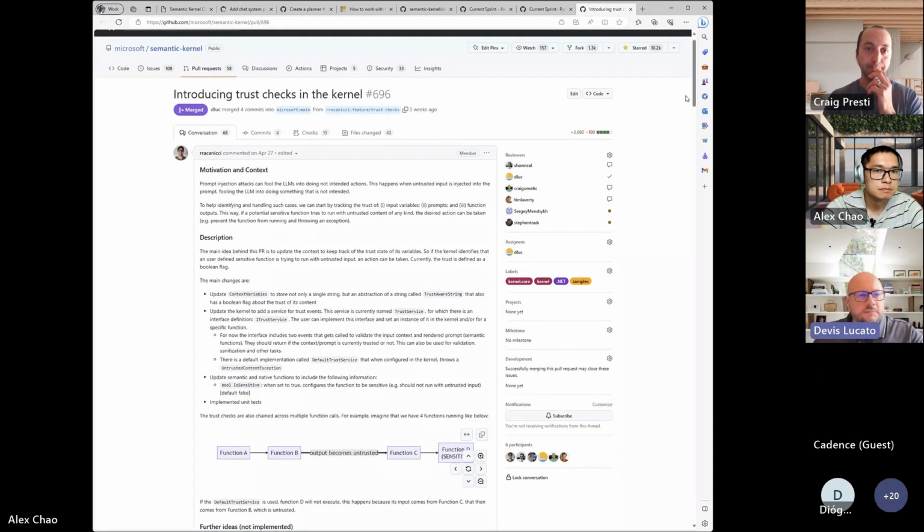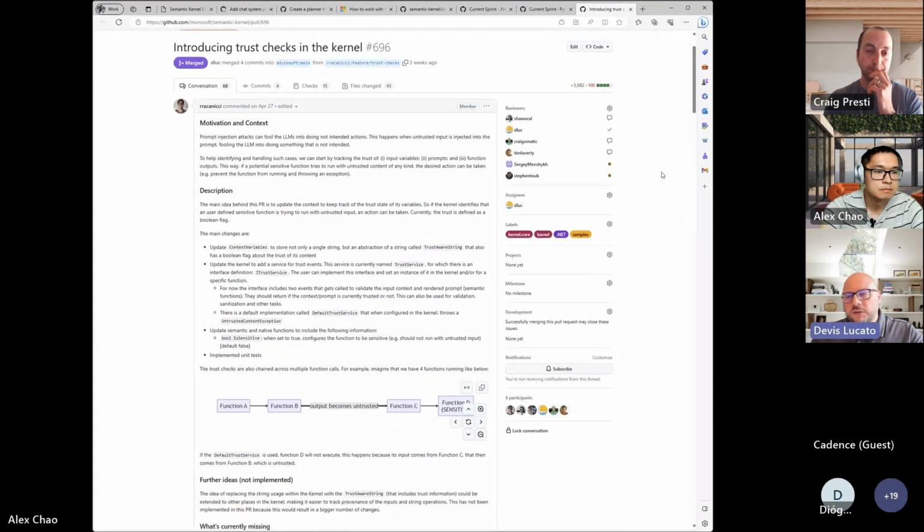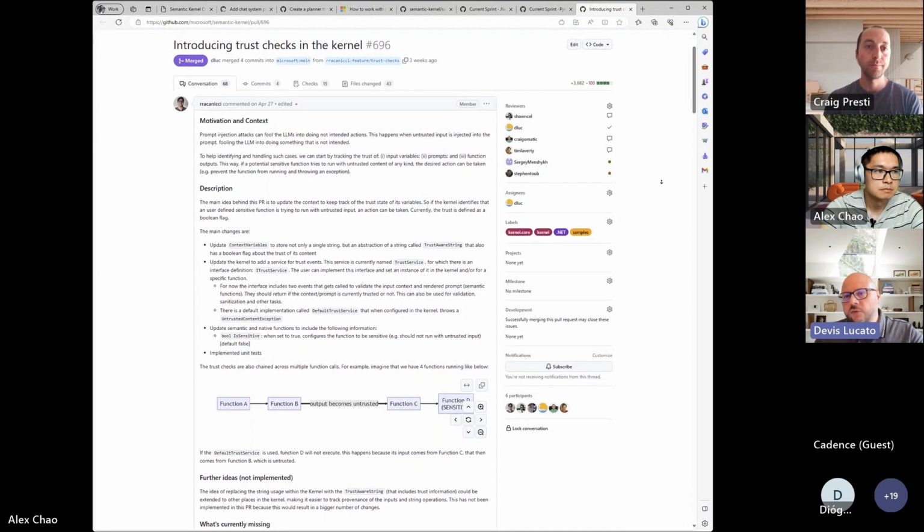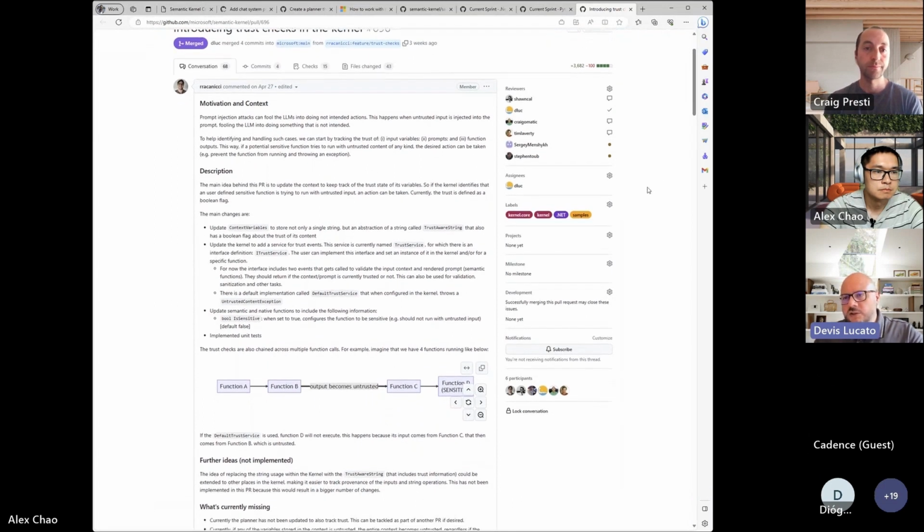No, you're totally right. So we have the trust service that is available in the kernel. There is a default one, but we suggest implementing your own. When you instantiate the kernel, you can say use this trust service class, so you can design your own class. What you put in that class is basically some logic to identify malicious input and potentially problematic output.